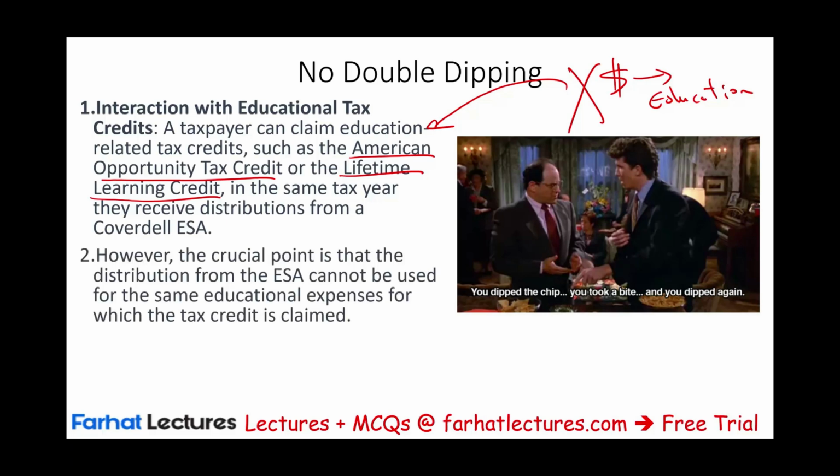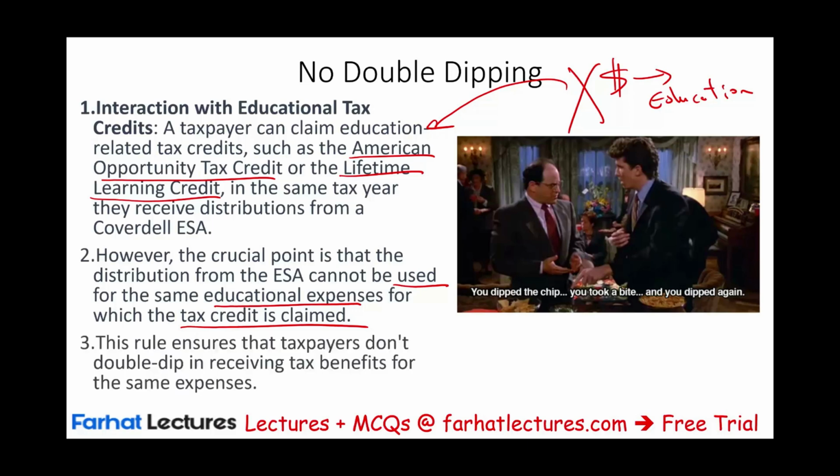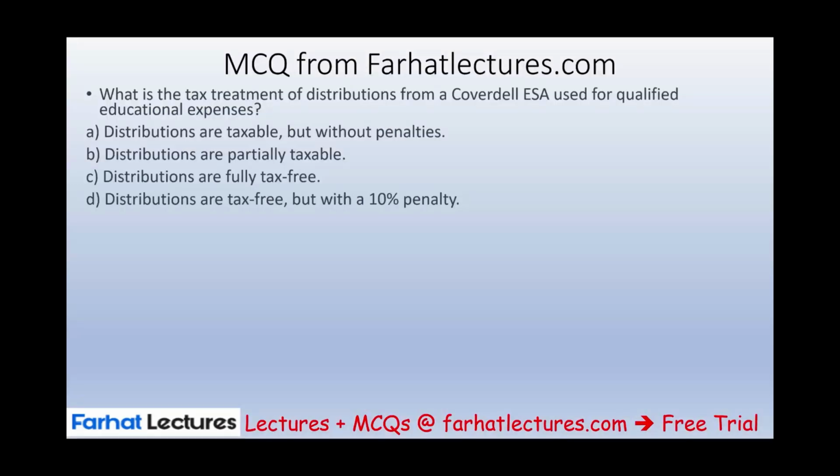So the crucial point is that distribution cannot be used for the same educational expenses for which the tax credit is claimed, because you're already getting a benefit that it's not taxable. The earning is not taxable. And this rule ensures that taxpayers don't double dip in receiving a tax benefit for the same expense. So you are receiving a tax benefit for taking this money tax-free, using it tax-free, then you cannot claim it for tax credit. Let's take a look at this multiple choice question from farhatlectures.com.